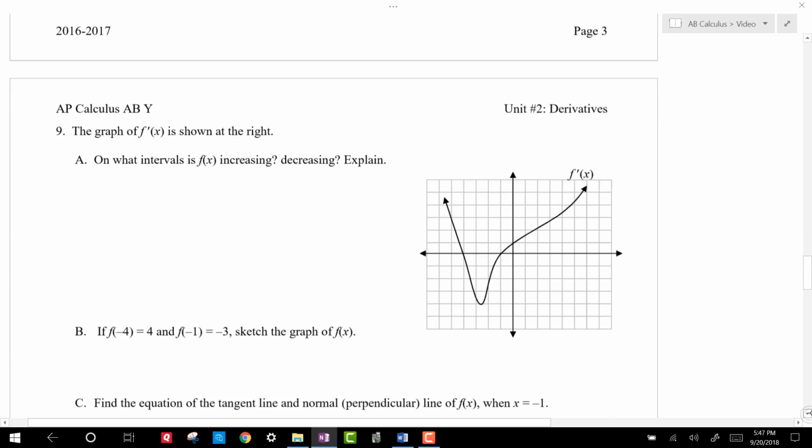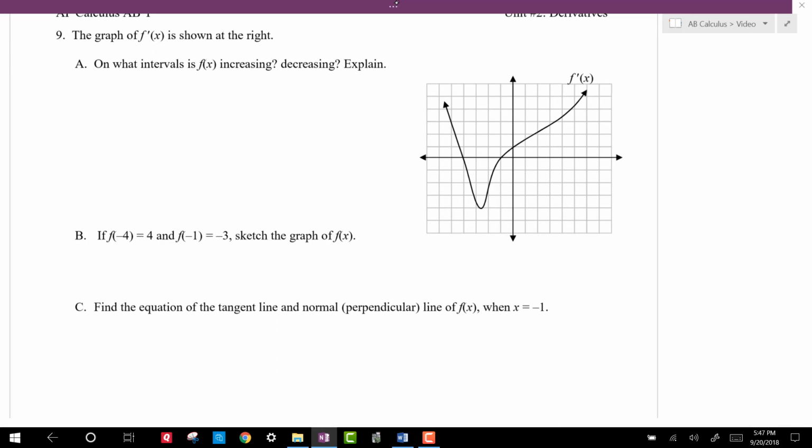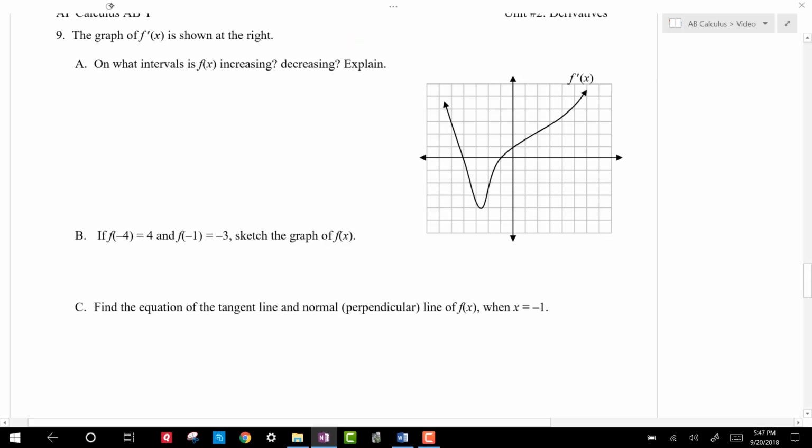Page 3 done. Wow, we're just rolling right along here, aren't we? Okay, let's pick a different color here. Getting bored of orange.